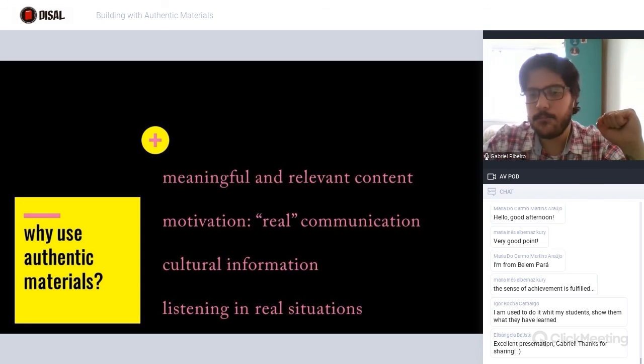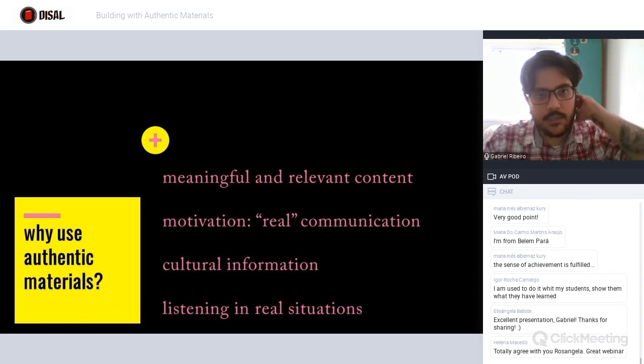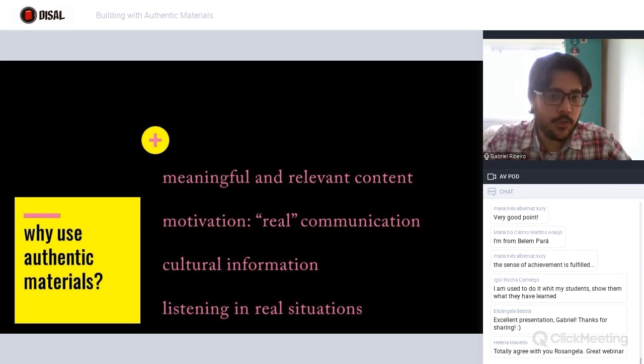Yeah. I think that the role of motivation, self-motivation here, is something that we really need to take into account. I think that if I had to choose just one reason why we would use authentic materials, I would go with the motivation. I think that the fact that students are going to really get the most out of the classes there.